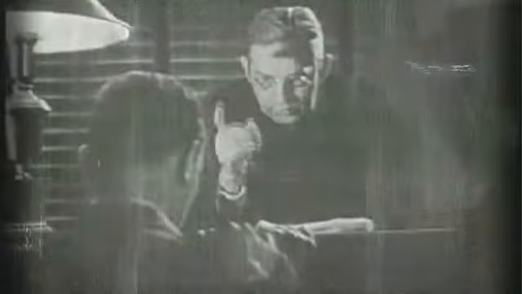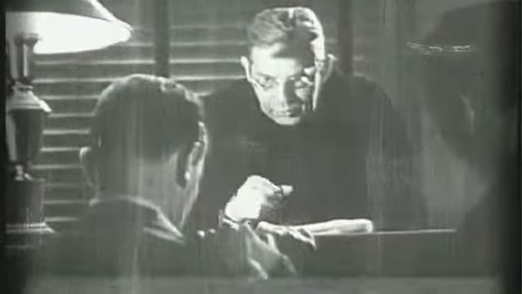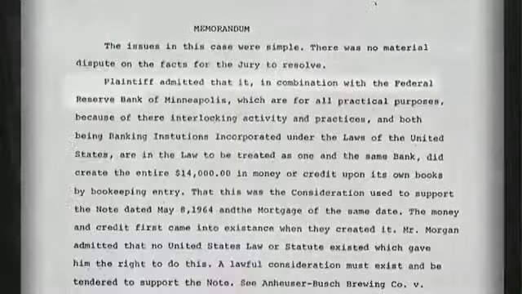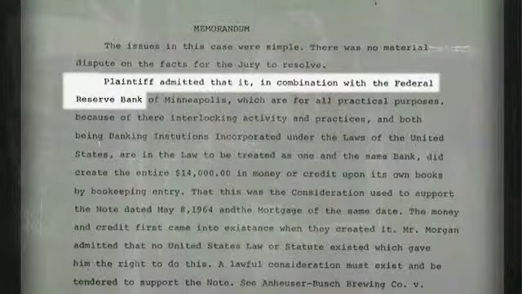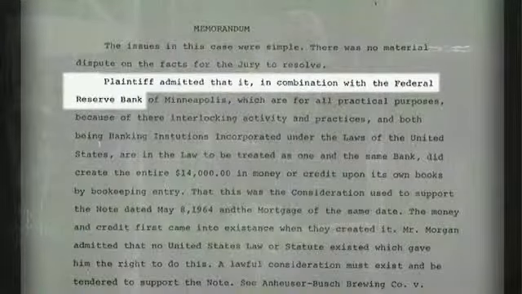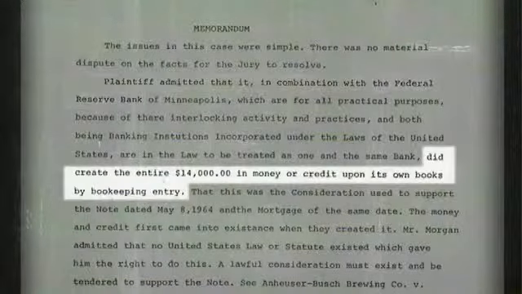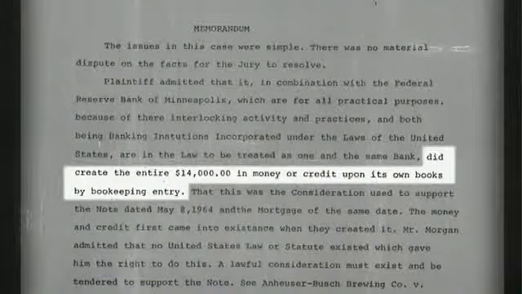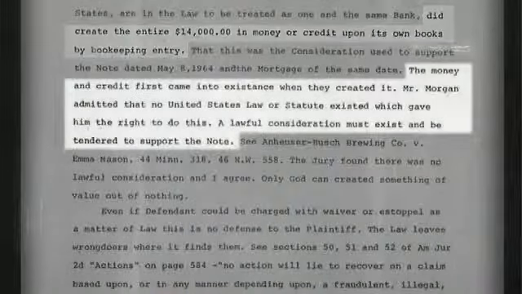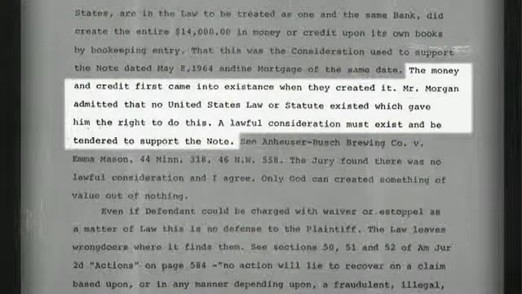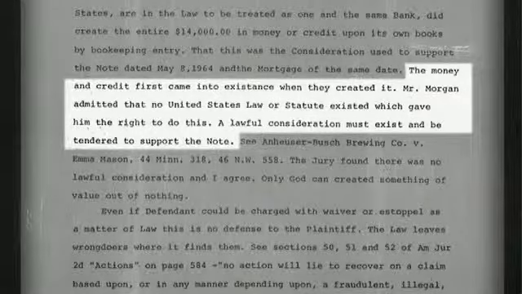As the court case progressed, the bank's president, Mr. Morgan, took the stand, and in the judge's personal memorandum, he recalled that the plaintiff's bank president admitted that, in combination with the Federal Reserve Bank, it did create the money and credit upon its books by bookkeeping entry. The money and credit first came into existence when they created it. Mr. Morgan admitted that no United States law or statute existed which gave him the right to do this.